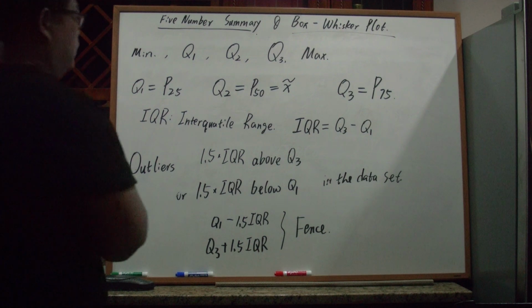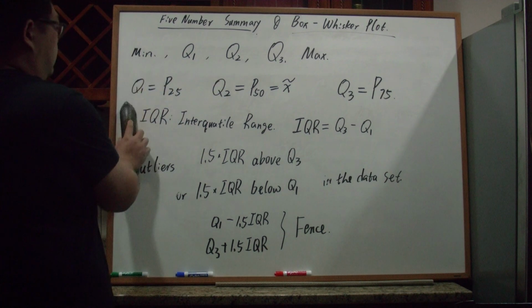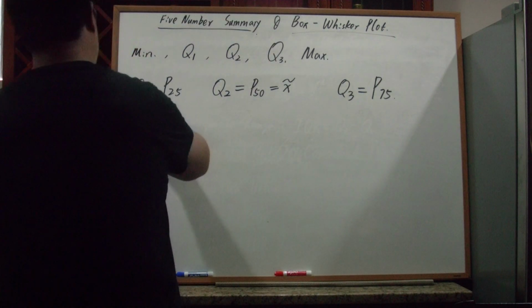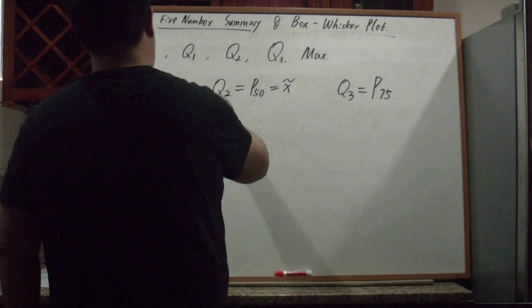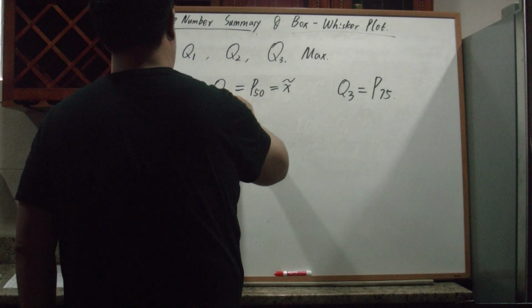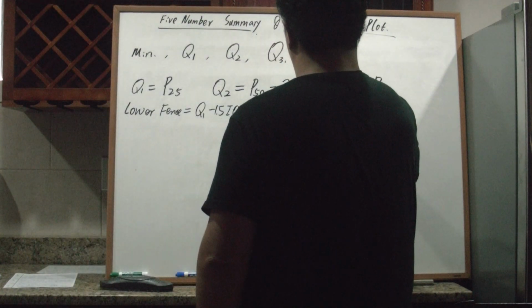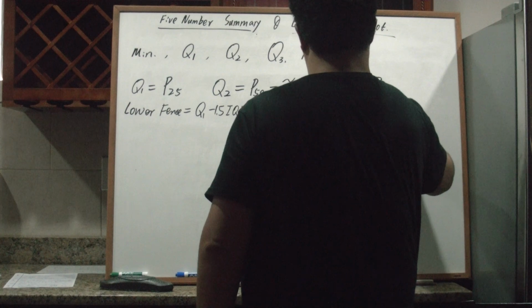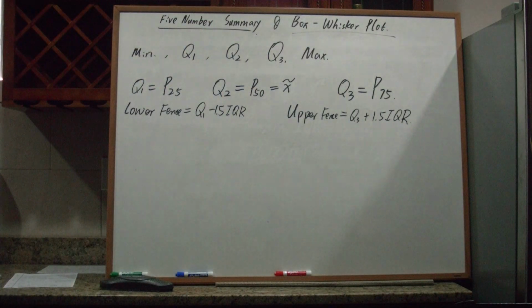So, yeah, the 5-number summary is there. I could erase some part of it. We have the lower fence, which is Q1 minus 1.5 IQR, and the upper fence. And of course the interquartile range will be the difference between the third and first quartile.